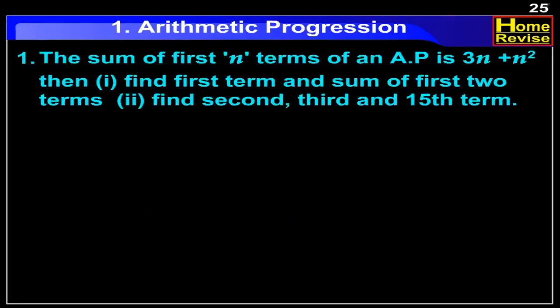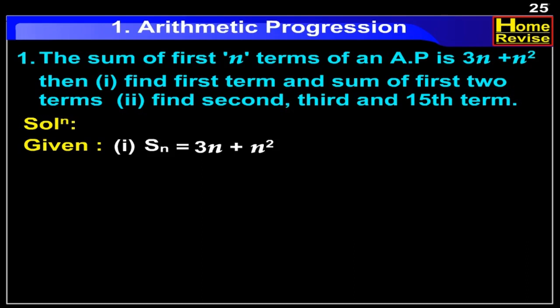The sum of first n terms of an arithmetic progression is 3n plus n square. Then, number 1, find first term and sum of first two terms. Number 2, find second, third and 15th term. Solution. It is given that Sn is equal to 3n plus n square.